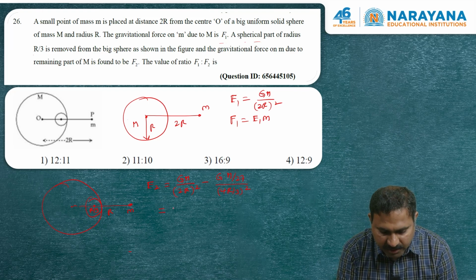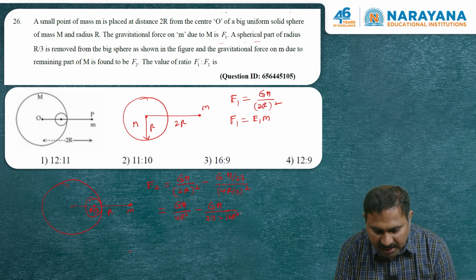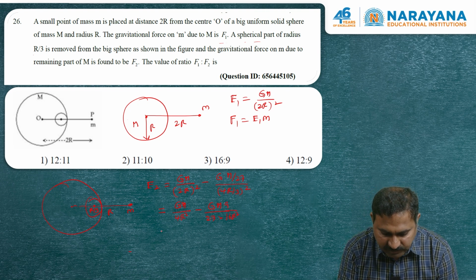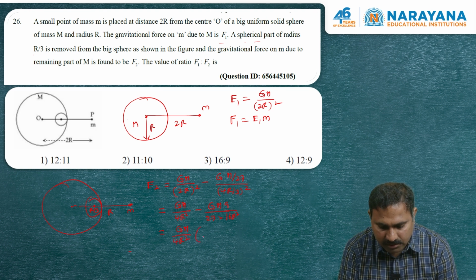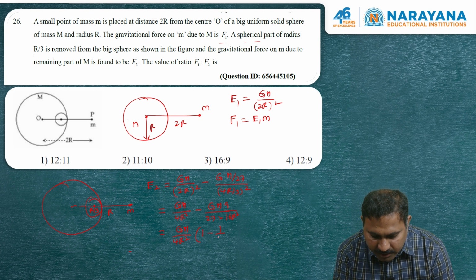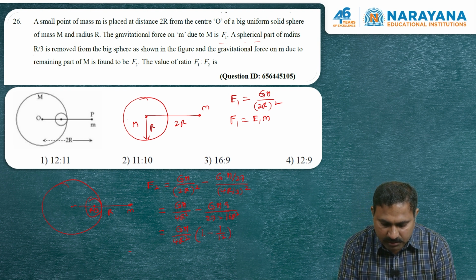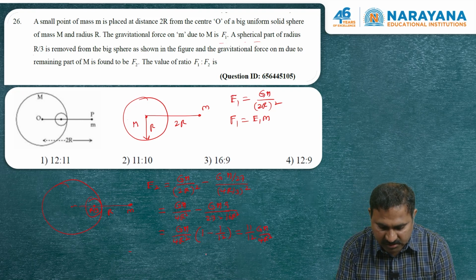So this will be Gm by 4r square minus Gm by 27 into 16 r square by 9. Let us take Gm by 4r square common from this expression. So it will be 1 minus 1 by 12. So this is equal to 11 by 12 times Gm by 4r square.